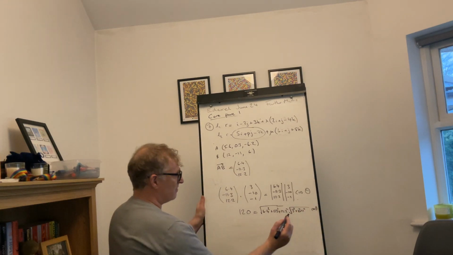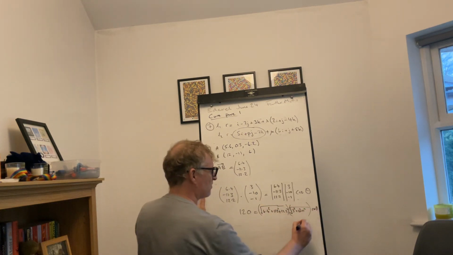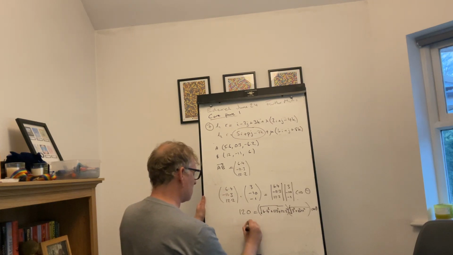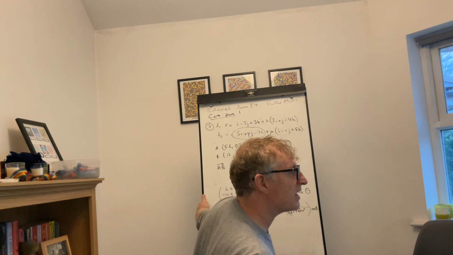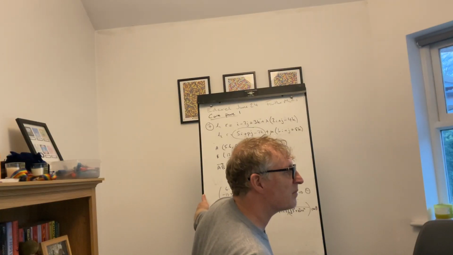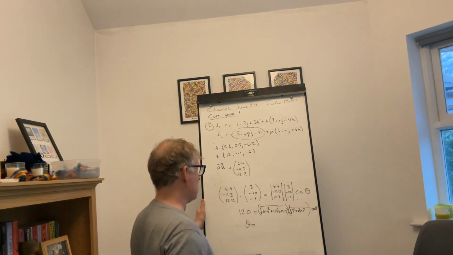Let's put a little bit of brackets around that, shall we? So work those out, divide them over, inverse cos, and you get what theta is. And theta turns out to be, you get 40 degrees in the end.